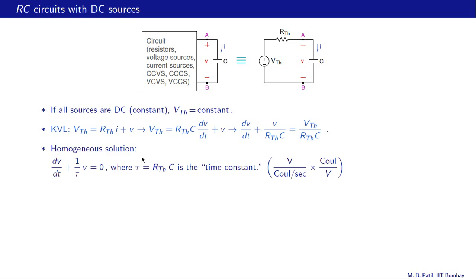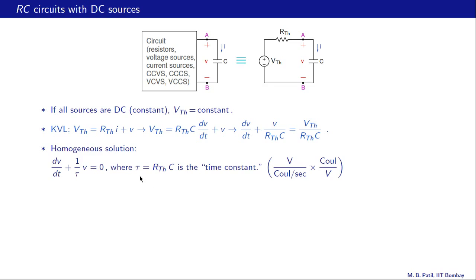All right. Now how do we solve this ordinary differential equation? We first obtain the homogeneous solution, and we do that by replacing this right hand side, the forcing function, with 0, and then we get this equation here. We have defined tau, which is called the time constant, as RTH times C over here.